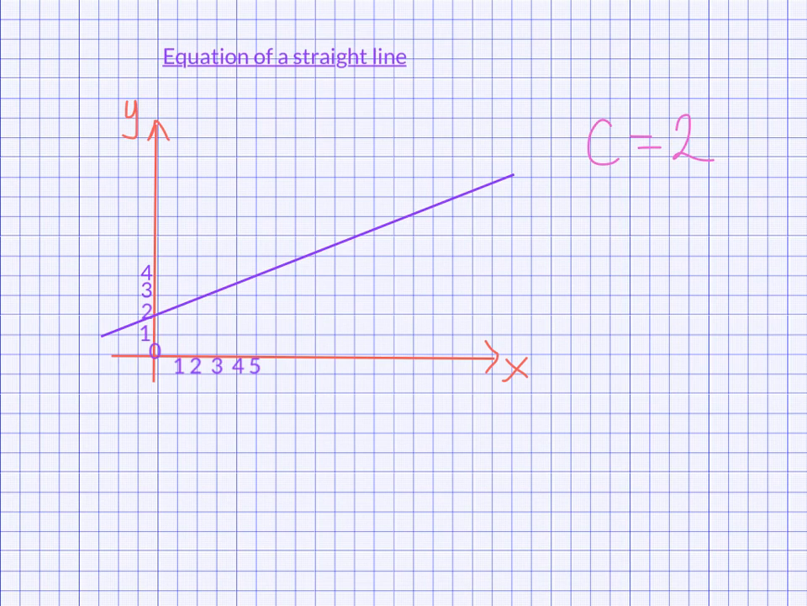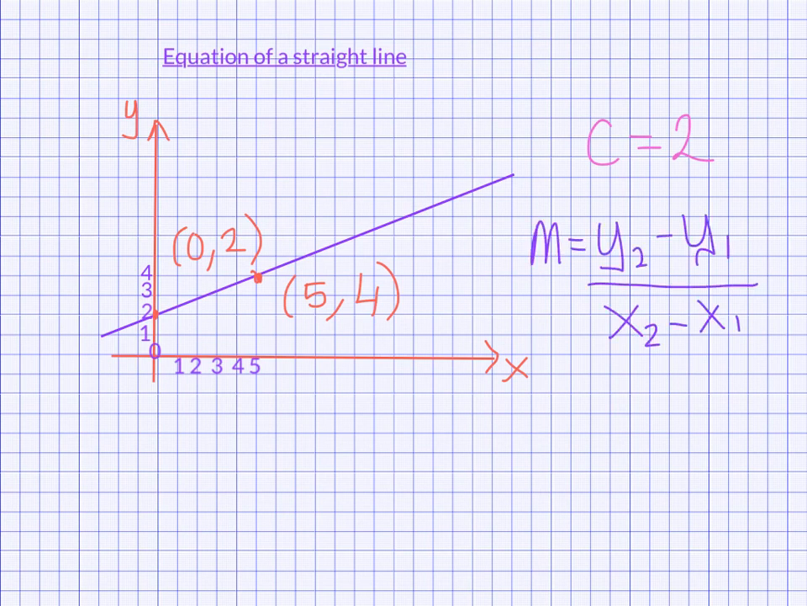Now the other thing that I need is the gradient. It doesn't tell me anywhere here what the gradient is, so I'm going to have to work it out. And I'm going to do that by picking 2 points on the line and using the gradient formula. You can pick any points on the line. I'm picking this one that's right on the axis, and it's 0 across and 2 up. And then I'm also going to pick this one here, which is 5 along and 4 up. And there are the 2 points that I'm going to use to calculate my gradient.